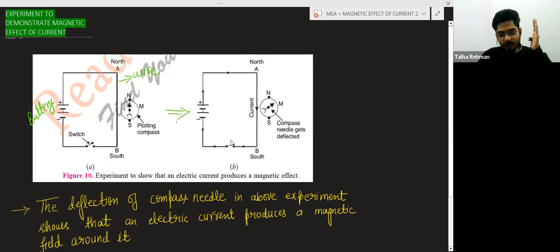When you close this switch, there will be a flow of current in this wire, and then what will happen? Due to that current there will be a magnetic field, and due to that magnetic field this compass is getting deflected. There is no other way that this compass can deflect without any magnetic field. It is proved that due to the current there can be a magnetic field around the wire. If there is a current in a conductor or wire, then around that wire there will be a magnetic field.